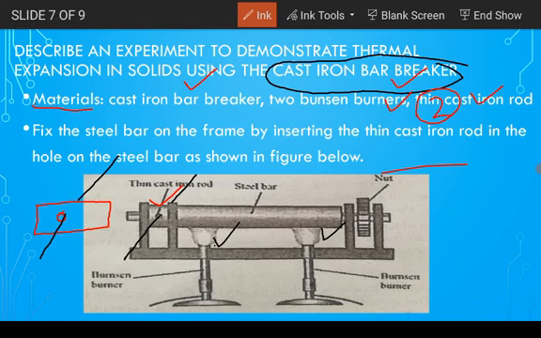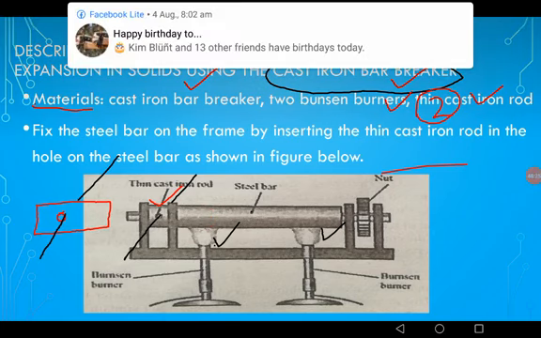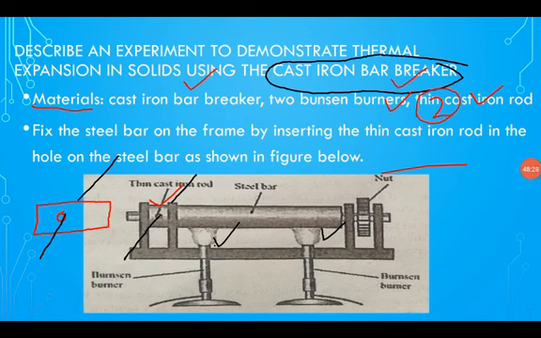Because if you heat the steel bar using one Bunsen burner, it means only one region or part of the steel will be heated and the other will not be heated. Therefore, the expansion of the steel bar will not be uniform. So to ensure uniform expansion, they may ask you, why is it advisable to use two Bunsen burners? It's in order to ensure that there is a uniform distribution of heat and therefore uniform expansion.